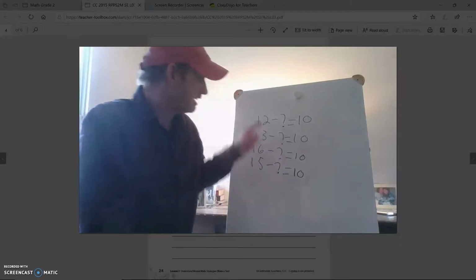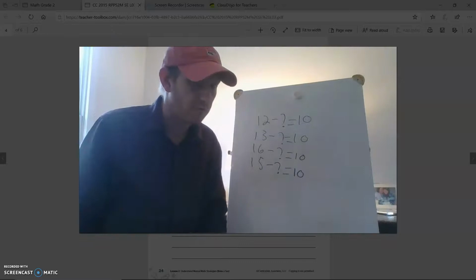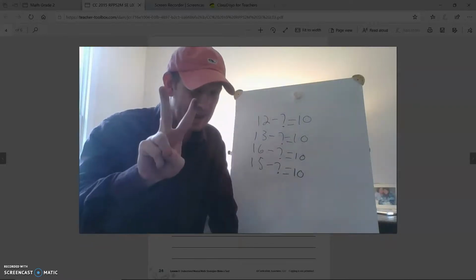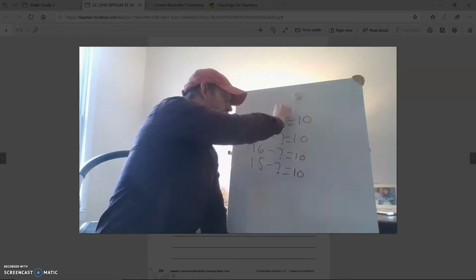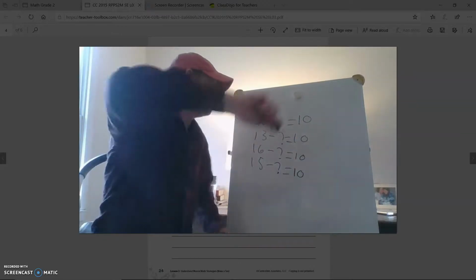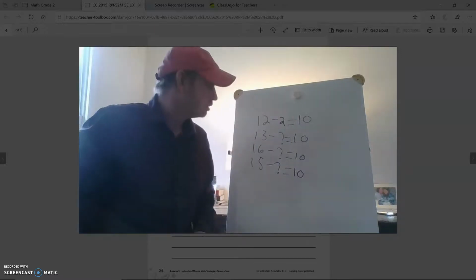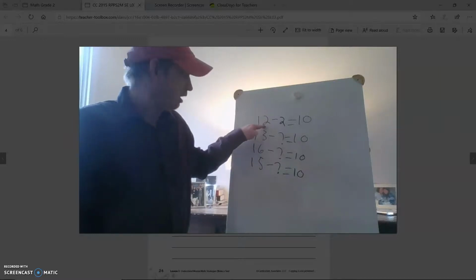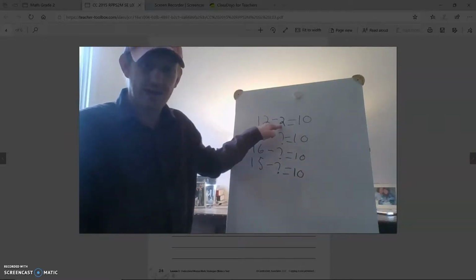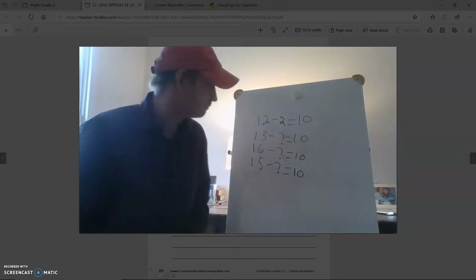So if we count back from 12 to 10, let's see what we get. We have 12, 11, 10, 2. So we know that 12 minus 2 is 10. It's interesting. I have a 2 in my ones place, and if I take 2 ones away, I get a 10. That's interesting. Let's see if it happens again.